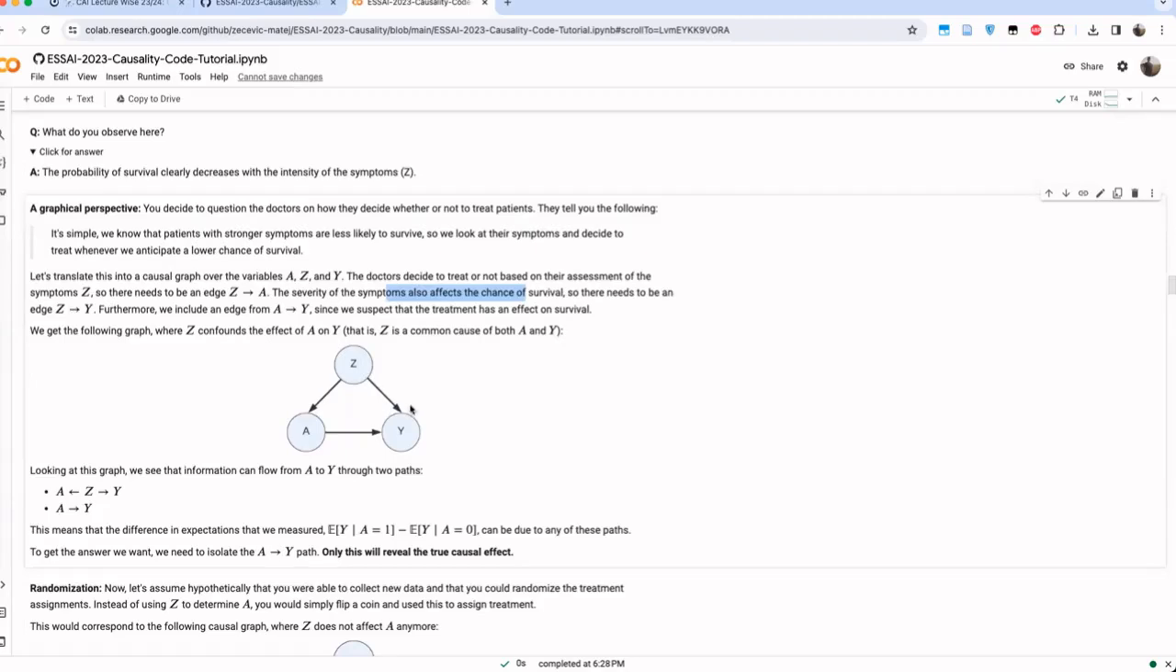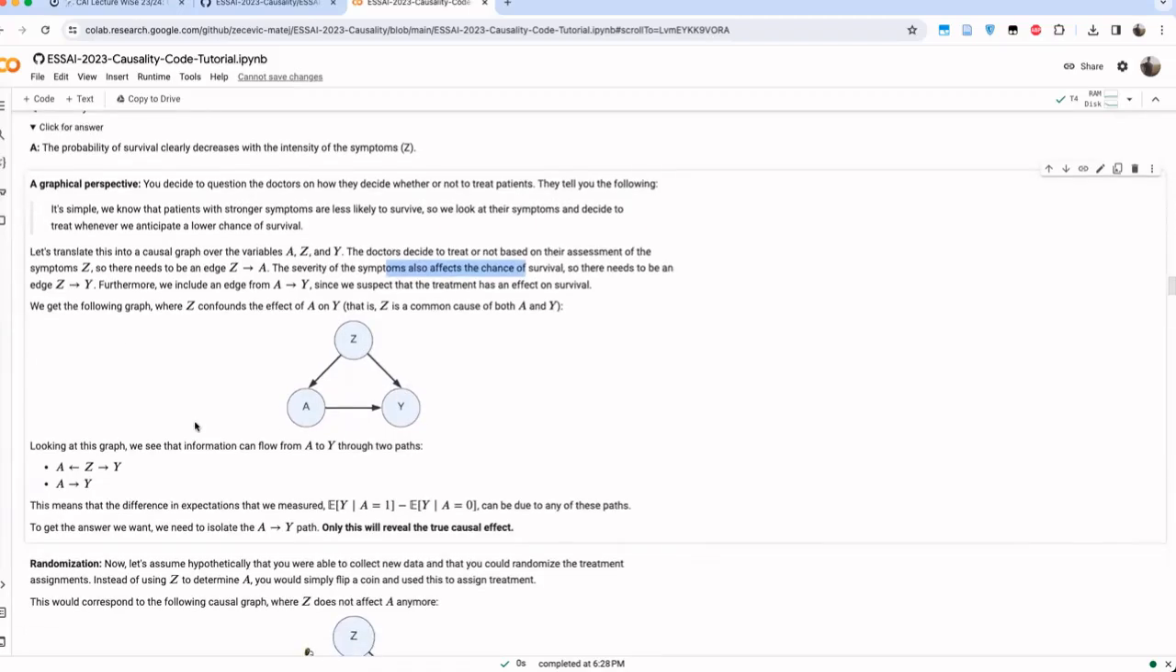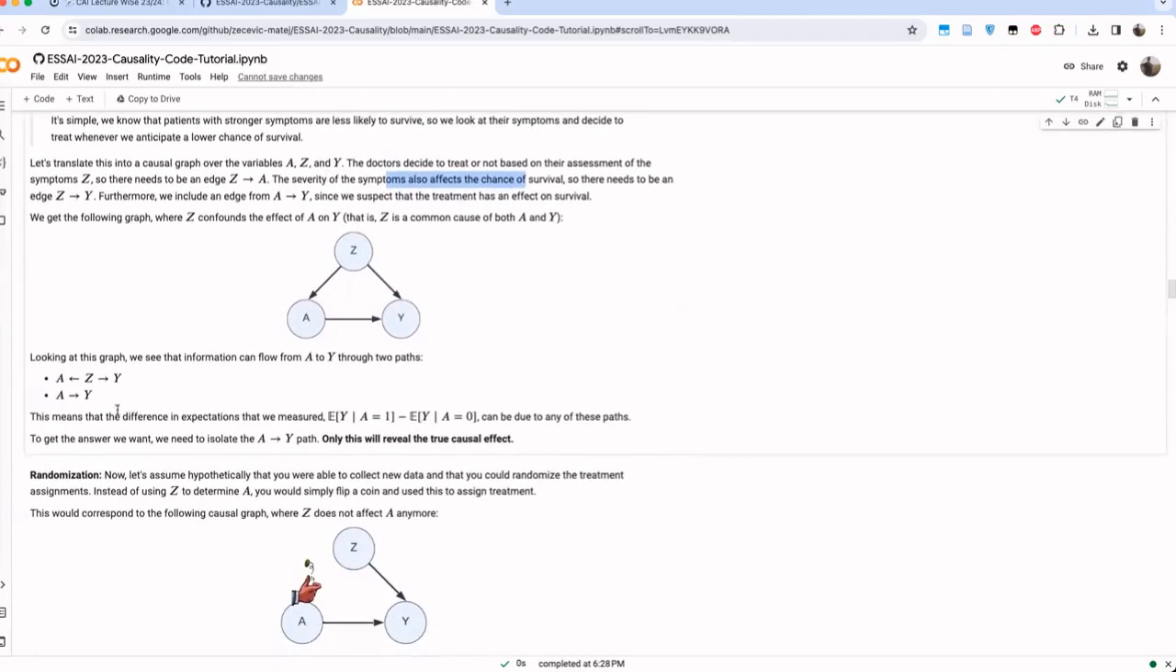So we have a fork on Z, and we have a little chain between A and Y. So this means that the difference in expectation that we measured can be due to any of the paths we saw before, right? So it can be due to A causing Y, but it also can be because of this backdoor, right? Because there's some information flowing between A and Y via Z, right? Because that's the doctor's decision.